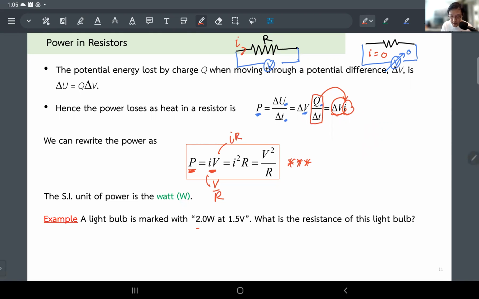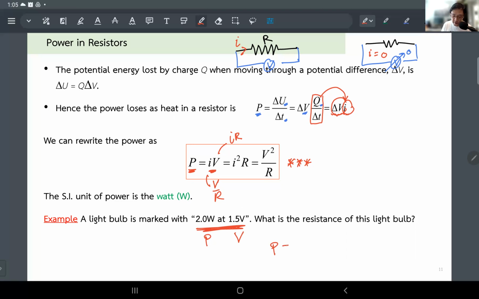So this is something that I think when you shop at the store, you want to buy a light bulb, and you want to know how bright it is or how many watts it is using of your electricity. So for example, over here you have a light bulb marked with 2 watts that uses 1.5 volts. So now you should be able to calculate the resistance inside the bulb, for example. Yeah, so this is good. You know the P, you get the V, you want to know the R.